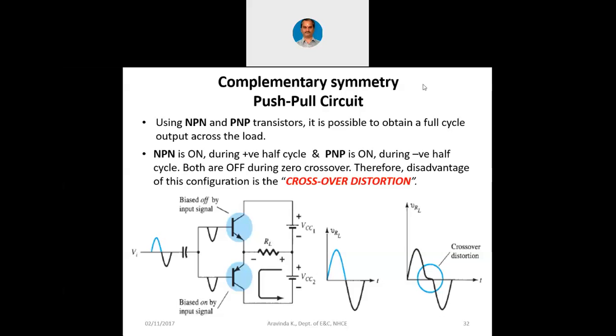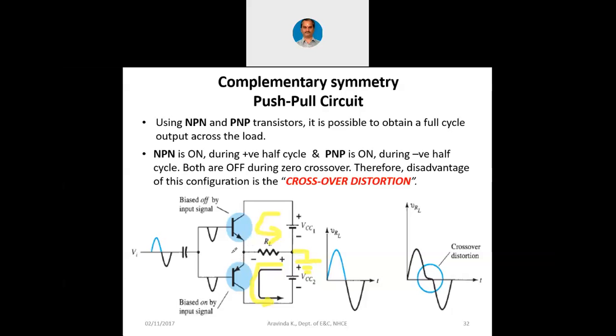Let me annotate. When NPN conducts, the current flows in this direction, and when PNP conducts, as it is already indicated, current flows in the other direction. So that way, even the input is AC, output is also AC across the load. Now, this point is the ground. Wherever these two power supplies are connected, that is the ground, and the load is connected to the emitter shorts. Wherever two emitters are connected, at the same point, load is connected.